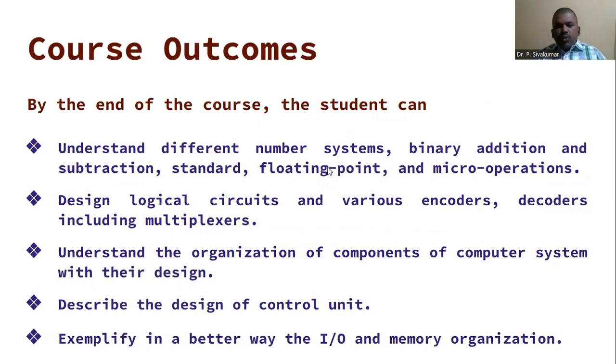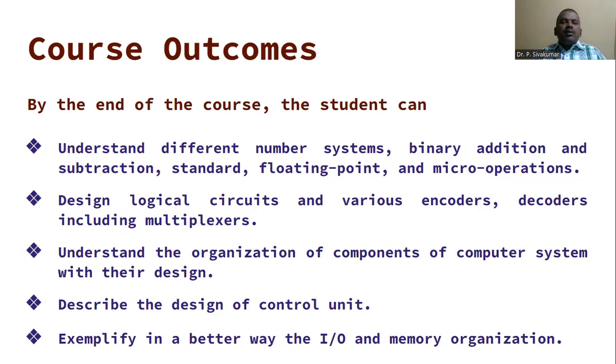What are the course outcomes? The student is able to understand different number systems like binary addition, subtraction, standards, and the various floating point operations and micro operations. Another important outcome: the student is able to design logical circuits like various encoders, decoders, and the use and design of multiplexers also. The third important outcome: the student is able to understand the organization of various components available in the computer system, also their logical circuits.